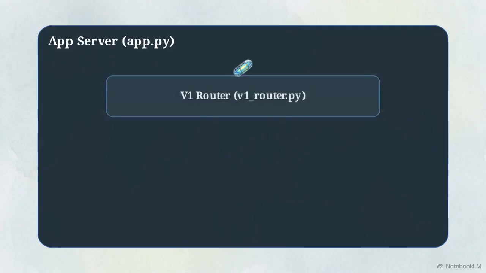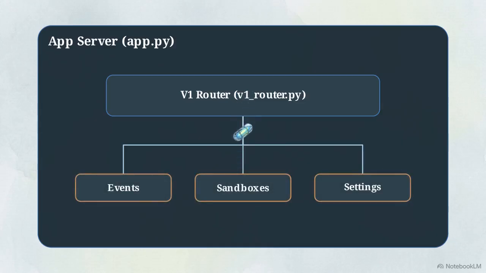The request starts at the system's entry point, hitting the central FastAPI application server defined in app.py. From there, it moves to the V1 router. This acts as the routing hub, aggregating endpoints for events, sandboxes, and platform settings.